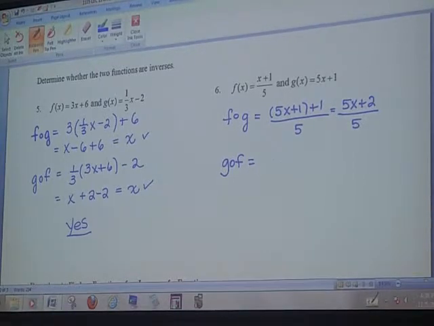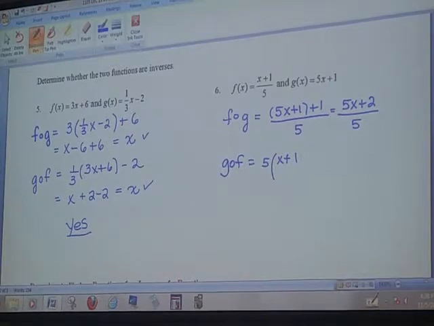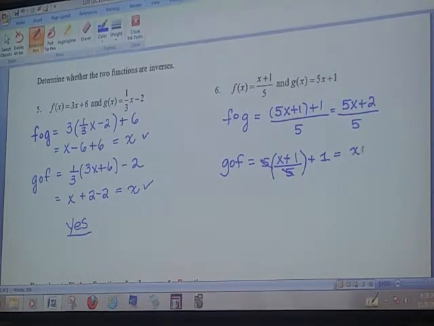If I tried the other way, now put the fraction in to G. 5 will cancel. X plus 1, x plus 2. So it wouldn't matter which way you started first. No, not inverses. Why do you pick? Because they don't give me x.